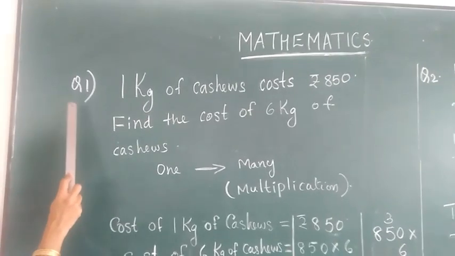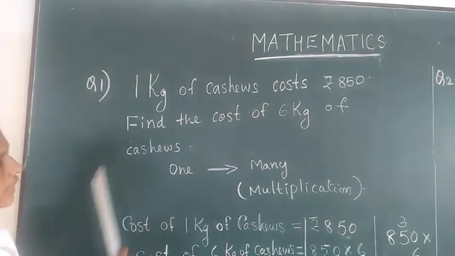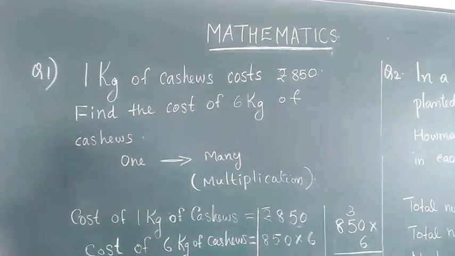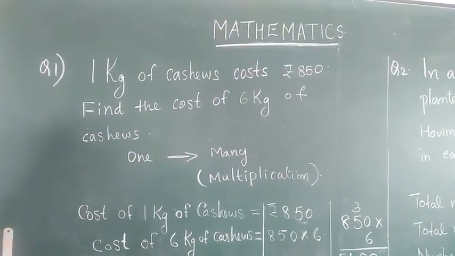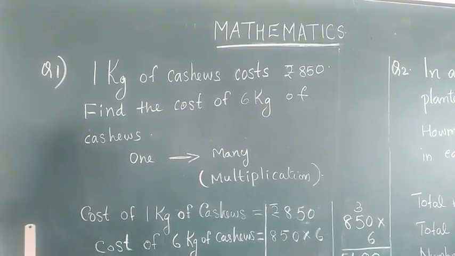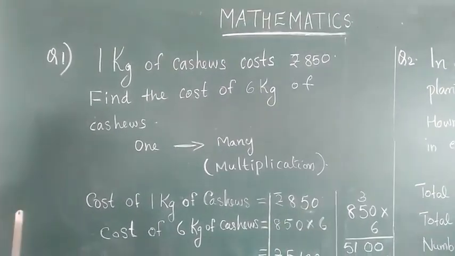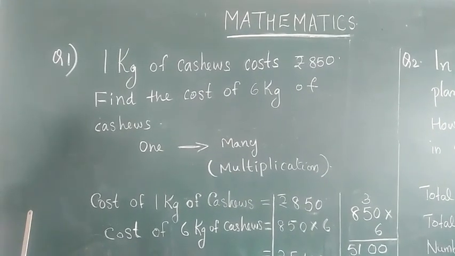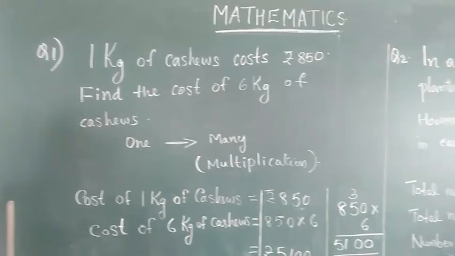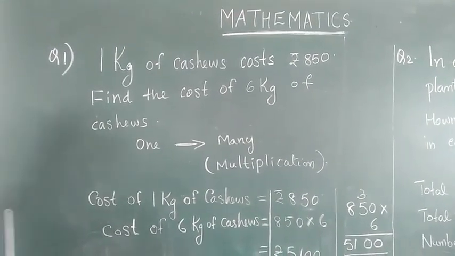Okay. Here, the first question is: 1 kg of cashews costs rupees 850. Find the cost of 6 kg of cashews. You read the question. 1 kg of cashews costs rupees 850. Find the cost of 6 kg of cashews.